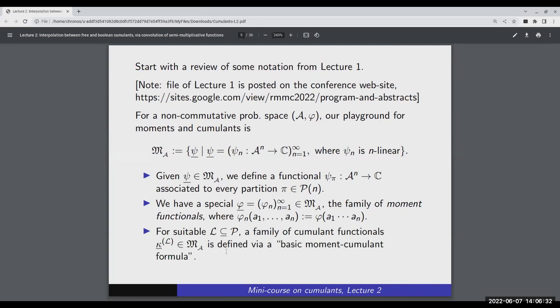of sublattices. P was the collection of all set partitions of all sets of the form 1 to n, for all n. L was a collection of L of n's, where L of n sits inside P of n. Then for a suitable L, there is a K underline. Everything underlined, if it's a Greek letter underlined, means that it must belong here, like this psi underline. These are L cumulants, and you get them through a moment-cumulant formula. There was a basic moment-cumulant formula, and then an extension of it.